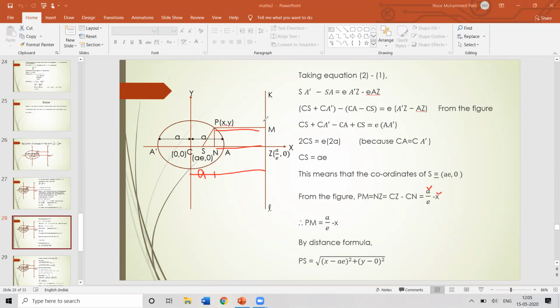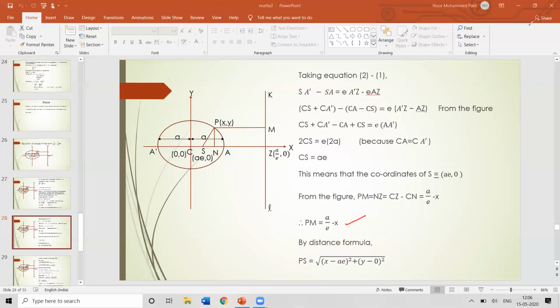Now let us apply the distance formula. This we have obtained, how much PM is, that is A divided by E minus X. Now let us find out PS by means of the distance formula. That is PS is equal to, already you know how to find the distance formula, square root of x2 minus x1 whole square plus y2 minus y1 whole square. So that is x minus AE whole square, and this is y minus 0 whole square. That is the PS length.